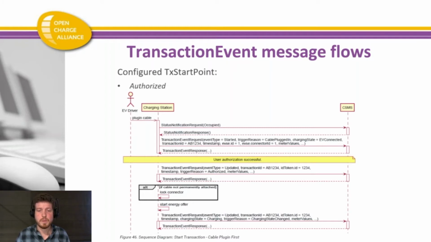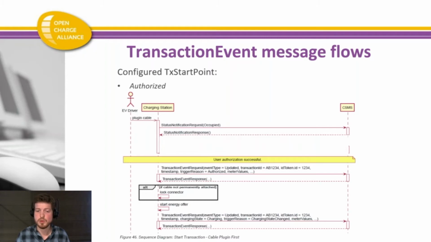But what if we would configure Authorized as the start point? In that case, the first transaction event message is not sent because the transaction will start when the user authorizes. Then the second transaction event will become the first one and will receive event type Started. But it also needs to provide the EVSE ID and the connector ID, because this is now the first transaction event sent after the cable has been plugged in.